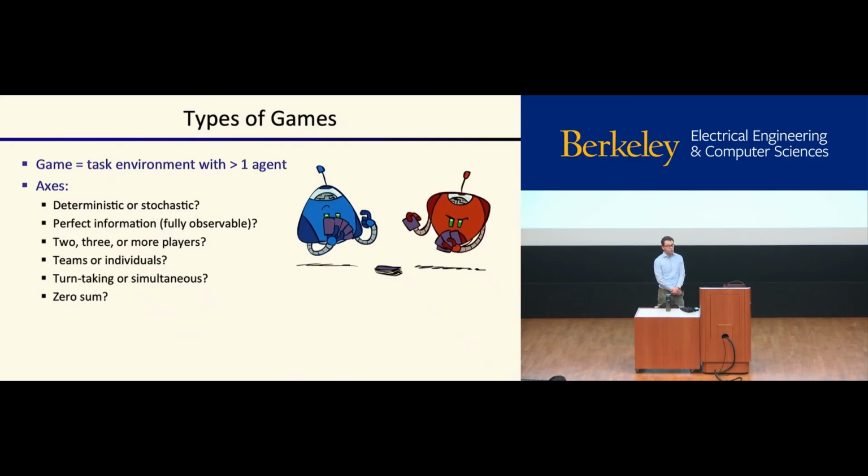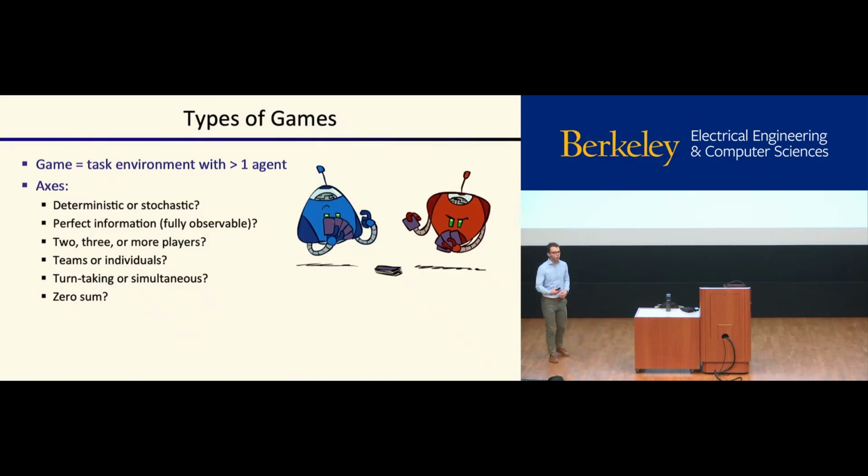And then there's the question of how many players there are. Could be 2, could be 3, could be more. Are they in teams, or are they acting as individuals? Are they taking turns, or are they all moving at once? In rock, paper, scissors, both players are supposed to throw their rock, paper, or scissors at the same time. If one of them goes first, then it's pretty easy for the second player to choose which one to pick. There's also this idea of zero-sum games, where my outcome is the reverse of your outcome.